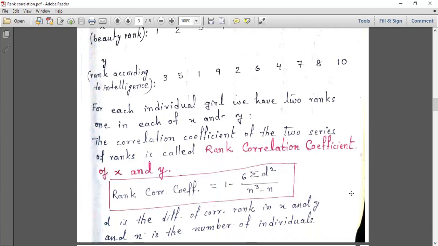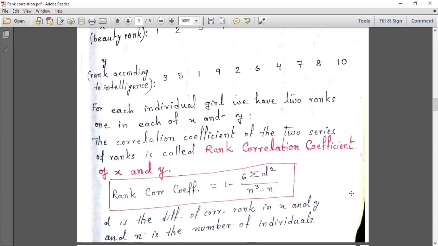And the formula to obtain the rank correlation coefficient between the two variables is 1 minus 6 into summation d square divided by n cube minus n. Now, what does this d stand for? d stands for the difference of the corresponding ranks for a particular individual, or for a particular entry.